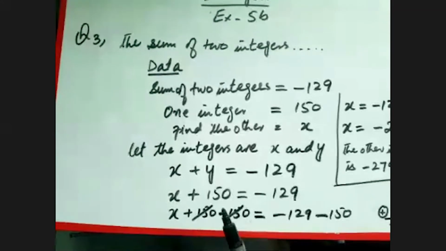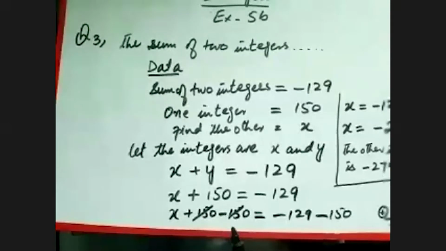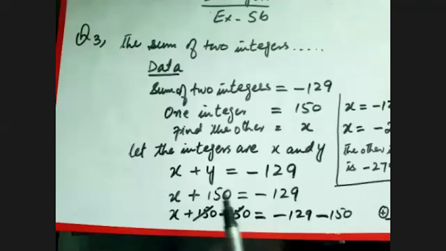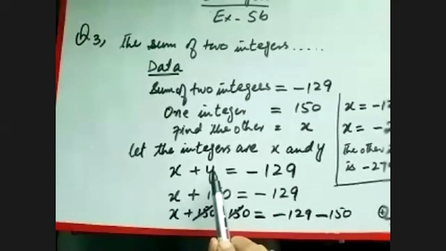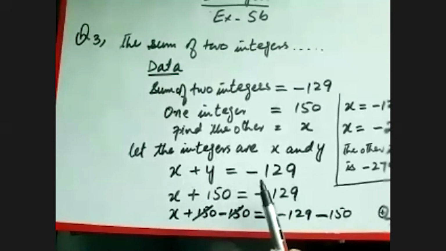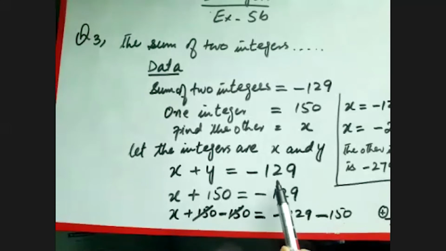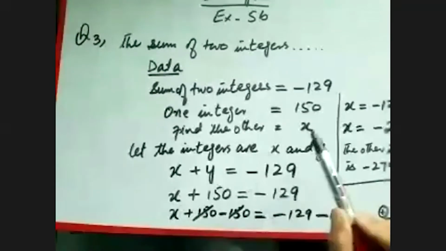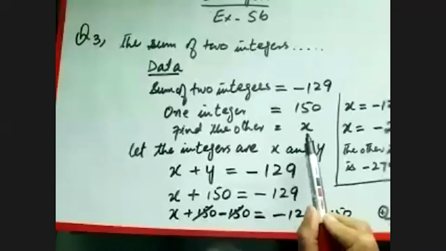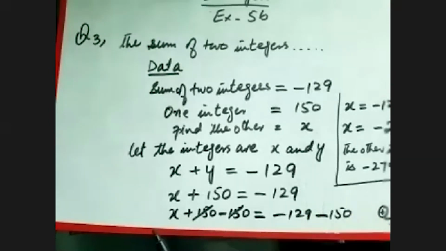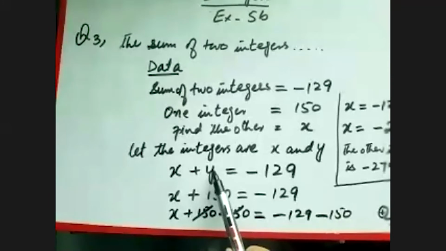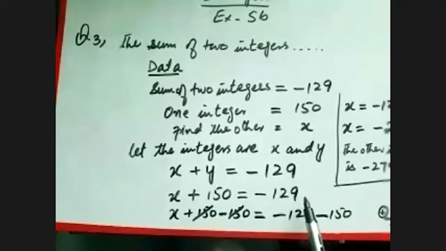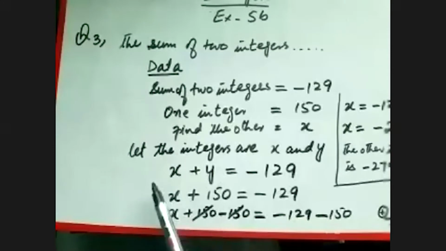The problem says the sum of two integers. Sum means you have to add. So you are going to add two integers. You don't know the value of one of the integers. So by adding x plus y, you will get minus 129. One integer is given to you, 150, but the value of x is unknown. So x plus 150 gives you minus 129. This is the statement you have made by the given words of the problem.